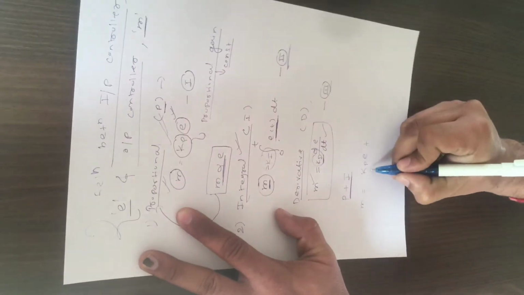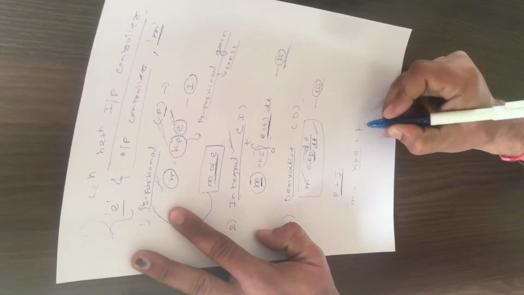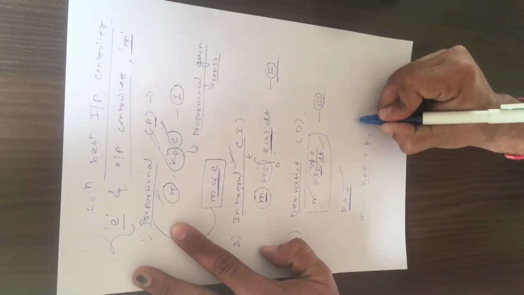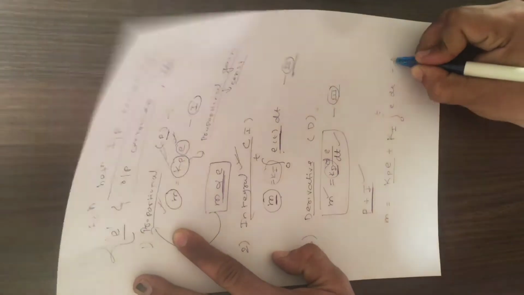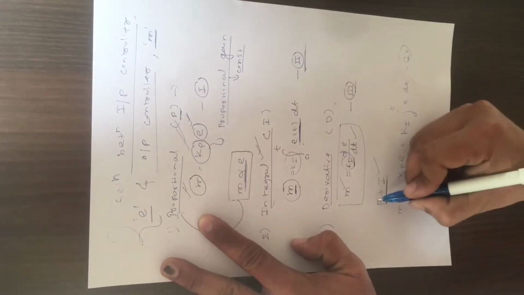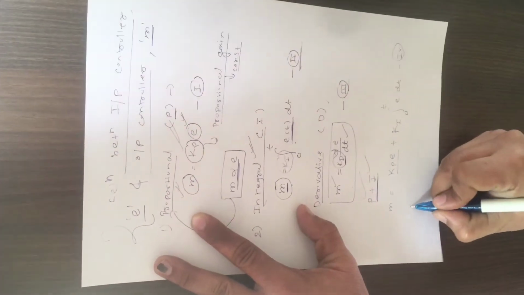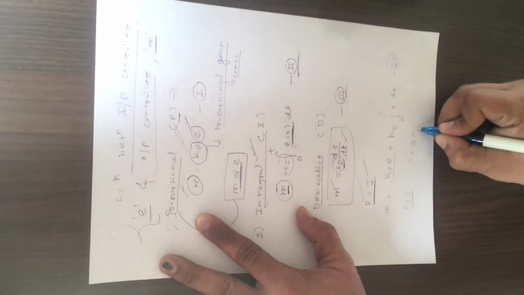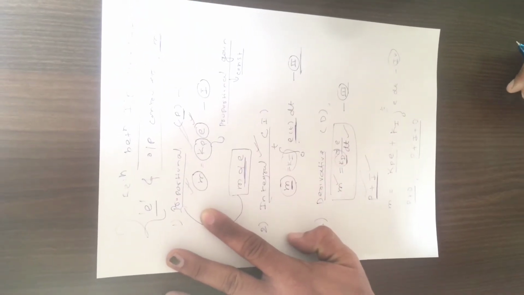Then Kp times E plus the integral part. The integral part is associated with Ki, integration from 0 to t, of E times dt. So this is equation number 4, which is for the PI controller. Now I hope you can write the equation for P plus D. You can write the equation for P plus I plus D the same way, by whatever we have learned.